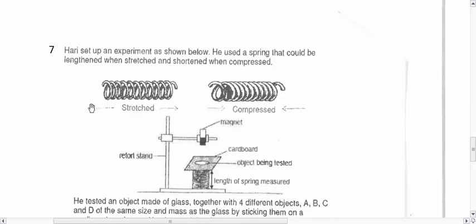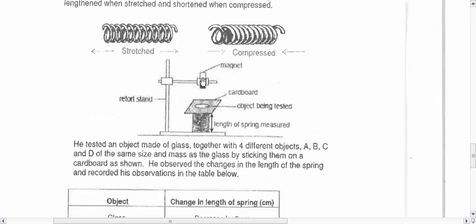Right, let's look at question 7. So this person set up an experiment as shown below. He used a spring that lengthens when stretched and shortens when compressed. So he has this setup: a retort stand, a magnet here, a cardboard here, and the object being tested. And he measures the length of the spring.